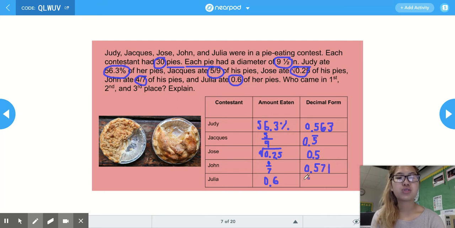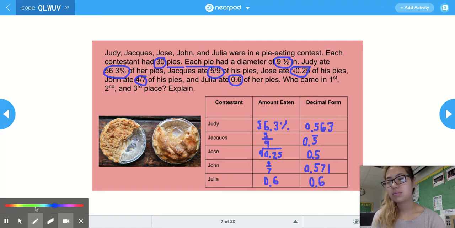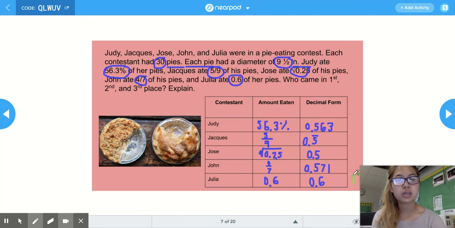And then, of course, Julia ate 0.6. So now we can determine who ate most of their pies. It seems like 0.6 is the largest, so Julia came in first place, or the largest amount. The second biggest number is going to be 0.571, so that means that John is in second place.